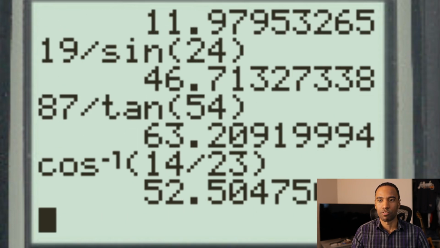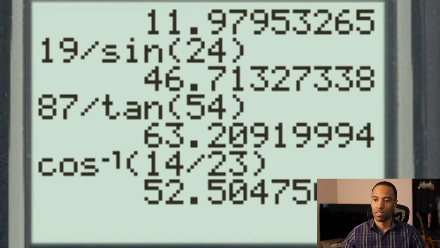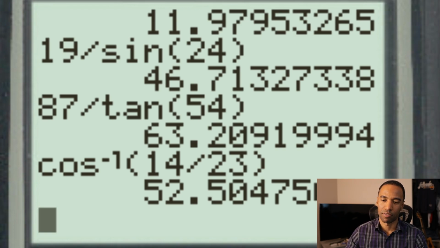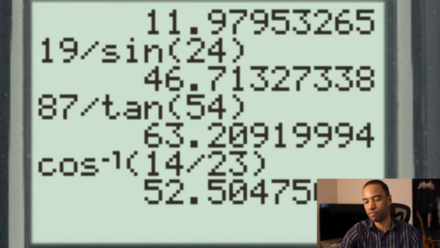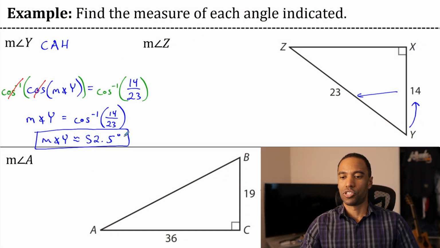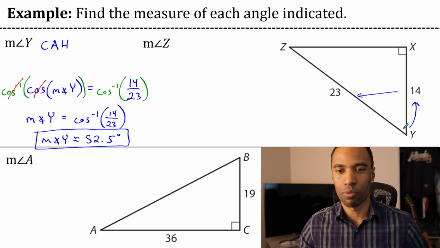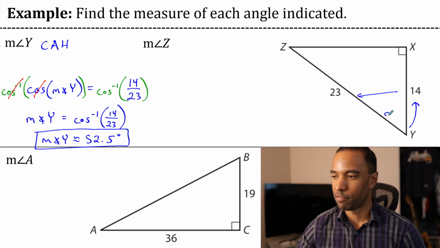And my number is about 52.5. I'm going to round to the nearest tenth. I'm going to write it first. Measure of angle Y is about 52.5. Now this is degrees because this is an angle measure. I just found the angle measure for Y, 52.5 degrees about.